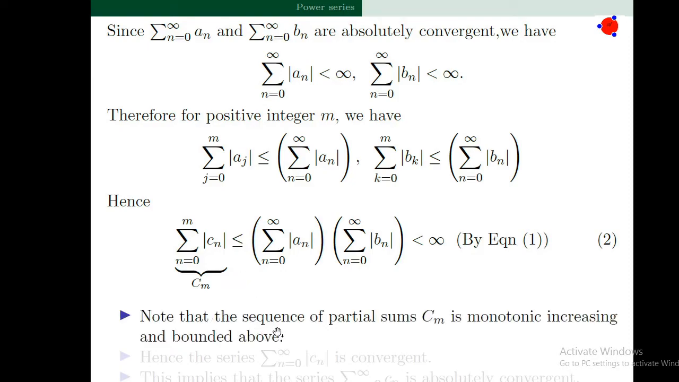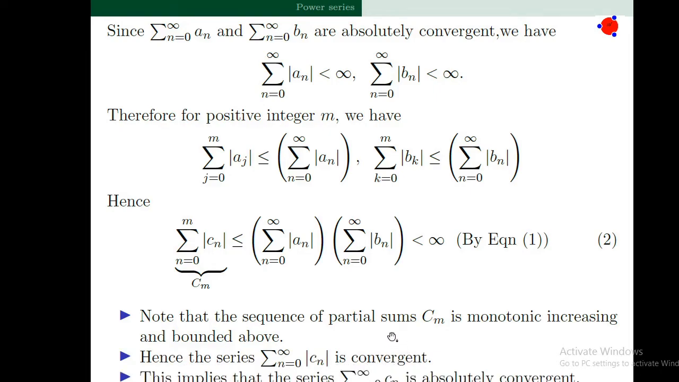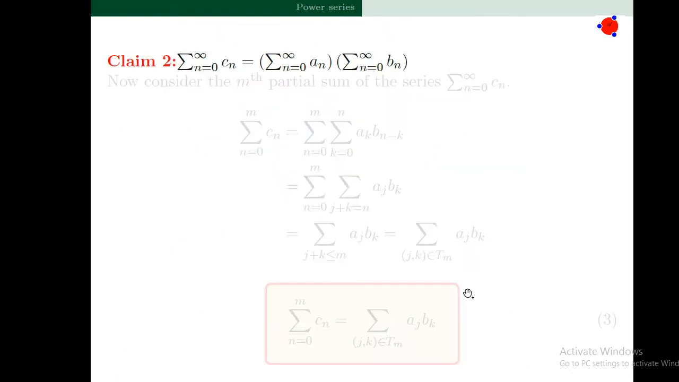Here note that the sequence of partial sums of modulus cn is monotonic increasing and bounded above. Hence the series sigma cn is convergent. This implies that the series sigma cn is absolutely convergent. Next we will show that the series converges to this sum. That is, the series converges to the sum summation n equal to 0 to infinity of an into summation n equal to 0 to infinity of bn.